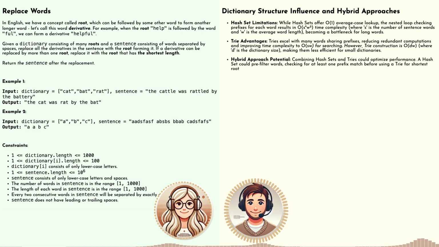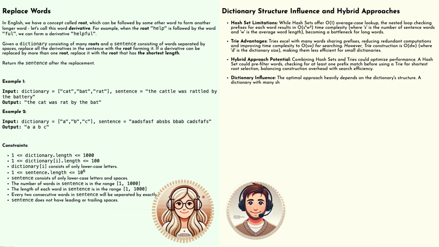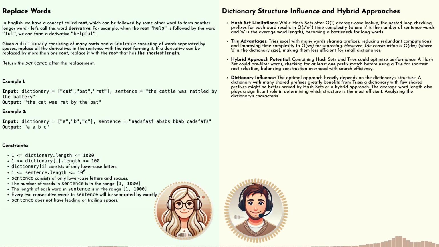Could we combine the speed of hash set lookups with the efficiency of try traversal? It's definitely a tempting thought. Blending the best of both worlds. Right? Exactly. But before we get lost in that rabbit hole, you also mentioned something about how the dictionary itself can influence our choice of approach.